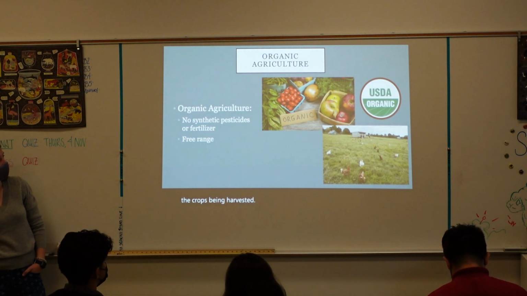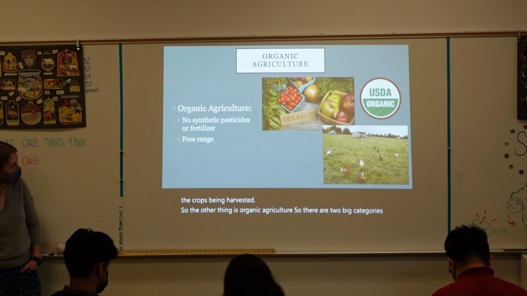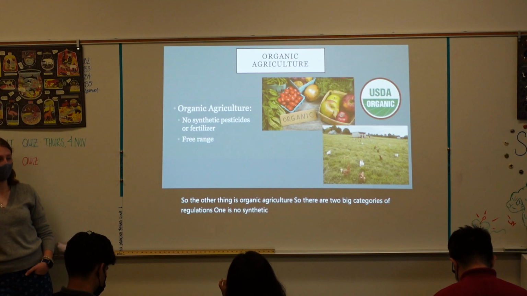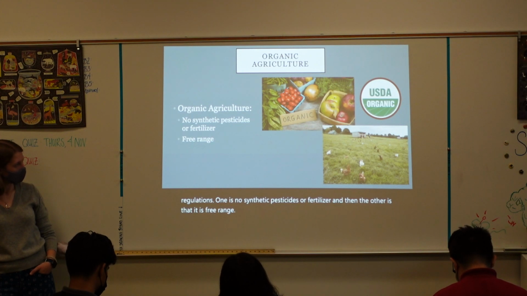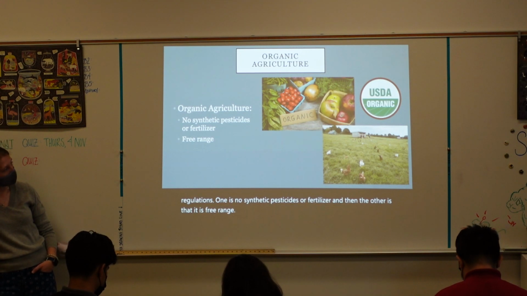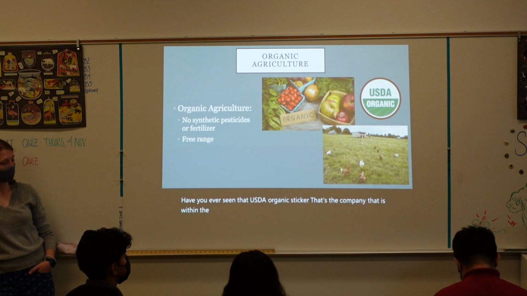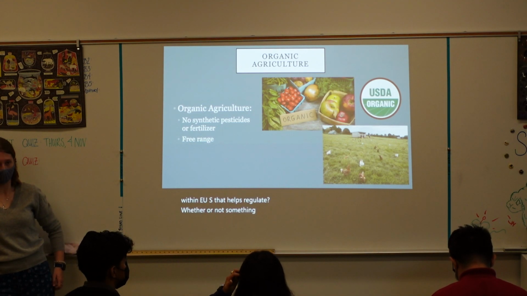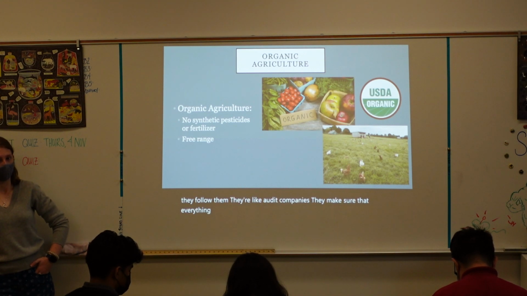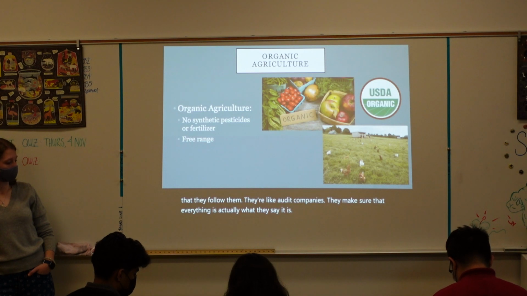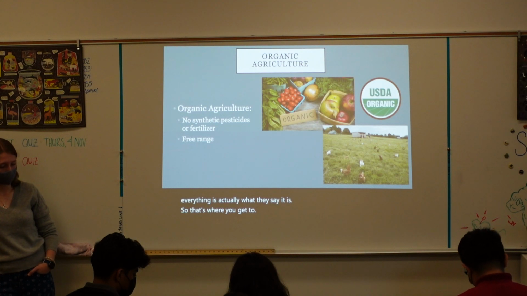So the other thing is organic agriculture. There are two big categories of regulations. One is no synthetic pesticides or fertilizer, and then the other is that it is free range. Have you ever seen that USDA organic sticker? That's the organization within the US that helps regulate whether or not something is organic. They have a bunch of standards that they follow. They audit companies, they make sure that everything is actually what they say it is. So that's where you get to see organic produce.